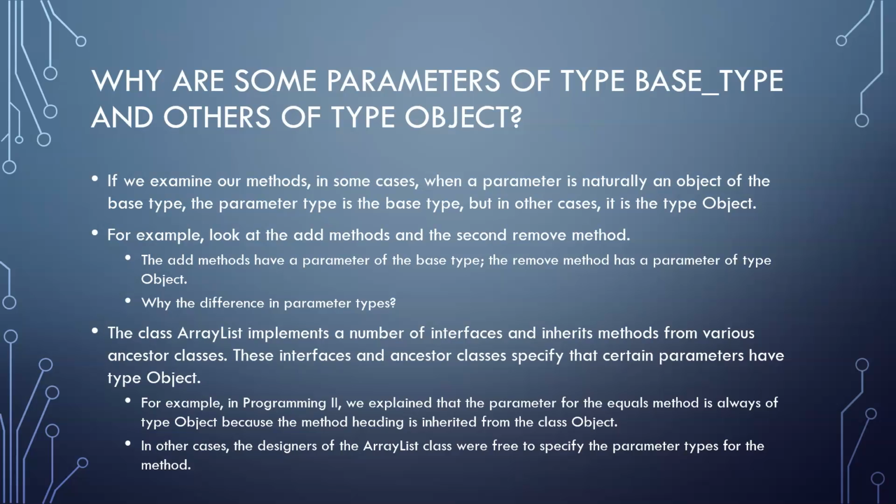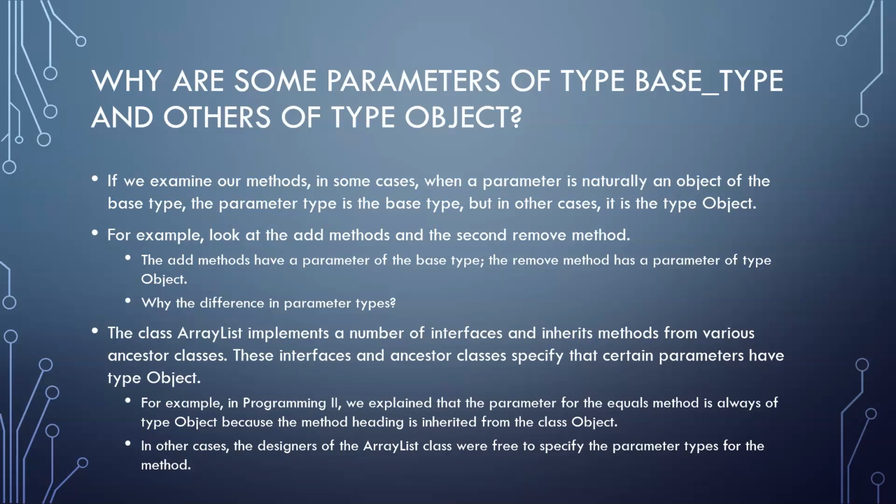Well, the class ArrayList implements a number of interfaces that we don't necessarily have to worry about because it's, again, built into the Java libraries. It inherits methods from various ancestor classes. So this is a whole derived and base class thing going on. Now, these interfaces and ancestor classes specify that certain parameters have to have type Object. So that's why we can't use base type.